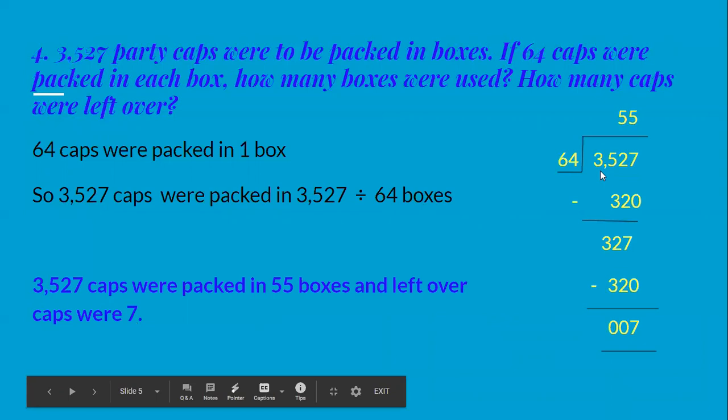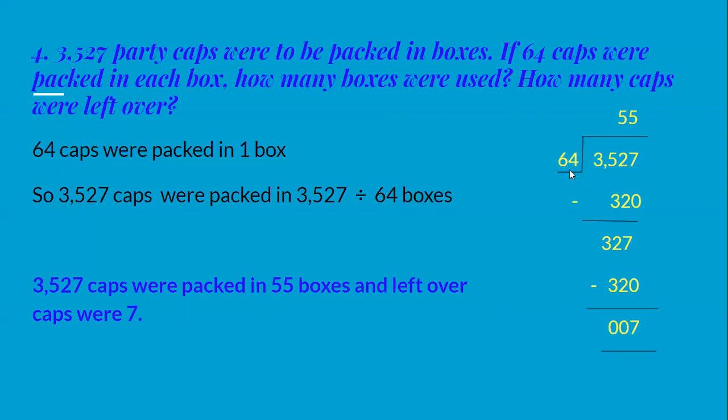Look here, 3,527 when we will divide it with 64. We will consider first three numbers as dividend because first two numbers are 35. 35 is smaller than 64. So we cannot do. We will see first three numbers. 64 5s are 320. So when we subtract, we will get 32. We will carry the 7 down and it will become 327. 64 5s are 320.